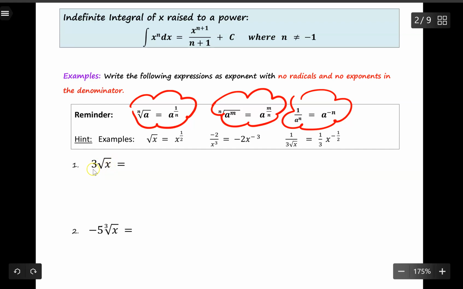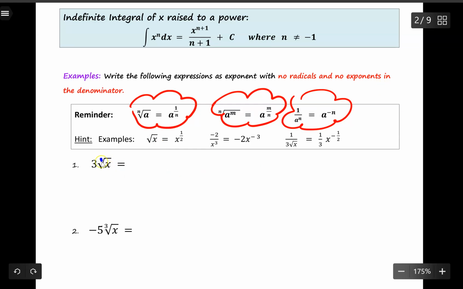I don't want everyone to confuse this 3. You may think this is the cube root of x, which it's not supposed to be, because if it's the cube root of x, that tiny 3 should be written right in there. When there isn't any number, it is a square root. So in this case, you have a square root.